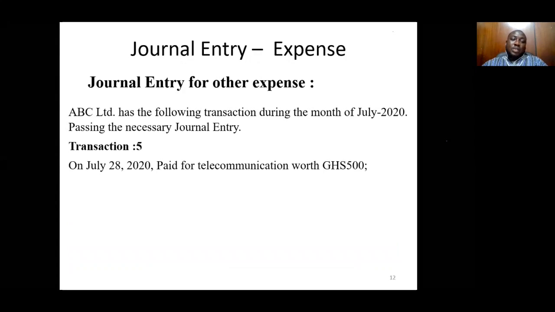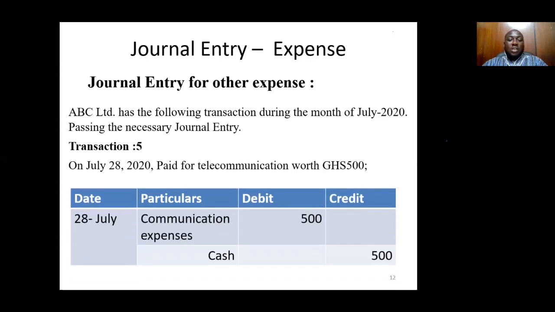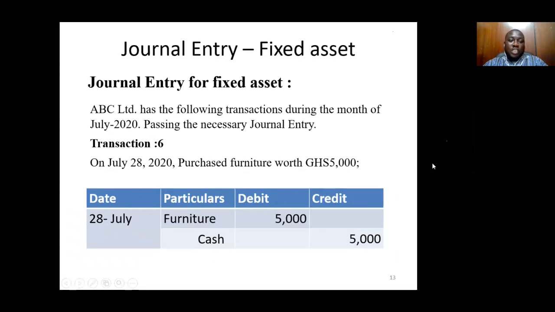With respect to other expenses, on 28 July, ABCD Company Limited paid telecommunication worth 500 Ghana cedis. In passing the journal entries, communication expenses will be debited and cash account credited. With respect to fixed assets, on July 28th, the company purchased furniture worth 5,000. In passing the journal entry, furniture account will be debited and cash account credited.